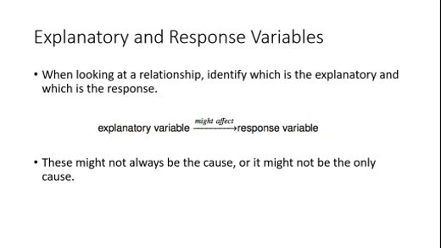Explanatory and response variables. When you're looking at a relationship between something, say smoking kills. The smoking is your explanatory variable. Smoking explains why people die. Not everybody, some people. And then you want to see, is there a connection? Your explanatory variable is what is causing everything, and your response is the result.